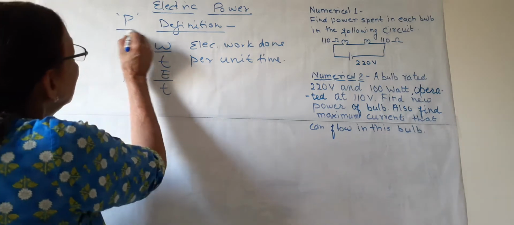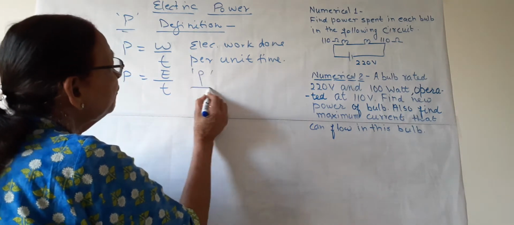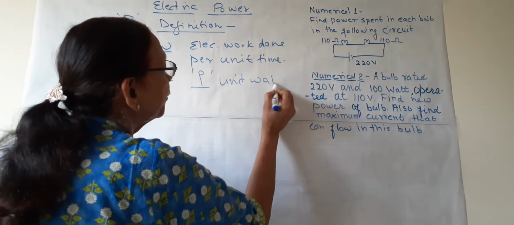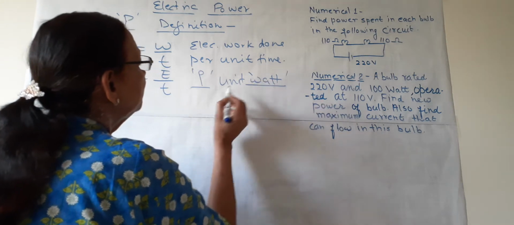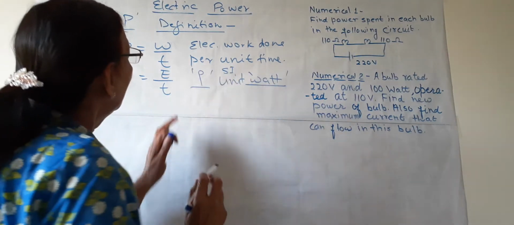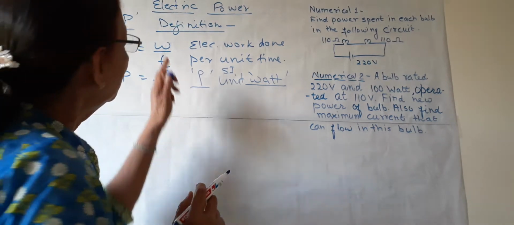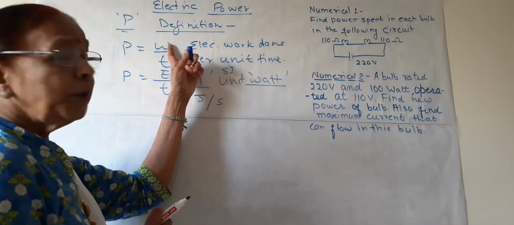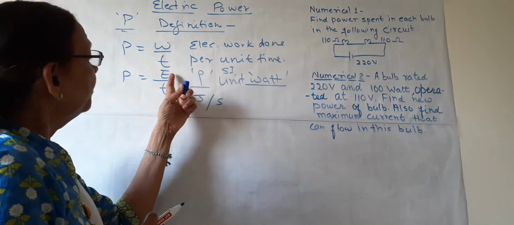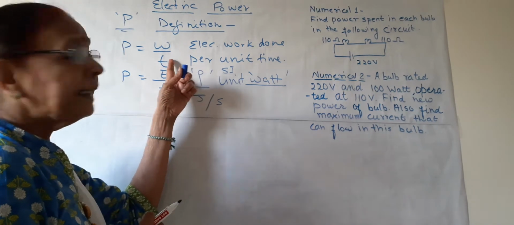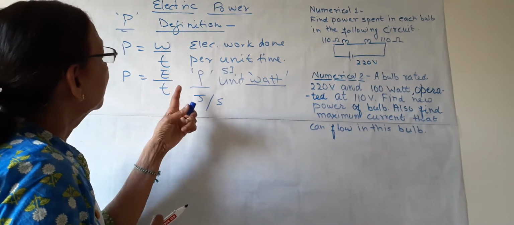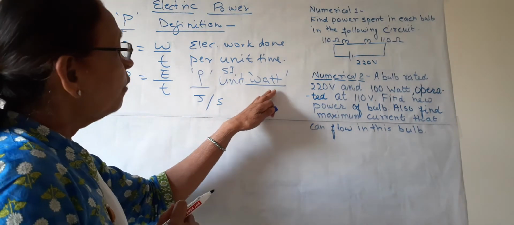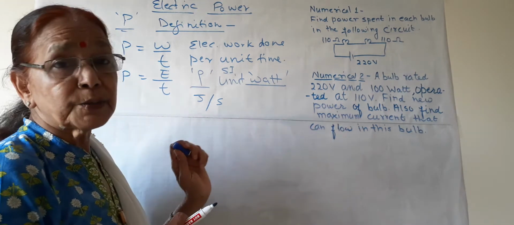Now P is the symbol of power and the SI unit of power is watt. By these formulae we can have another unit, joule per second. How? The unit of work W is joule, the unit of energy is also joule, and T is in seconds. So joule per second is the other unit of power. This watt is the SI unit, and it is a very small unit.